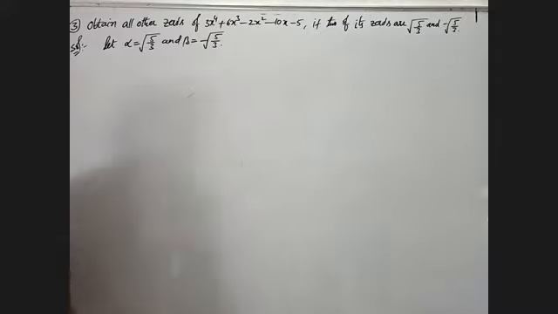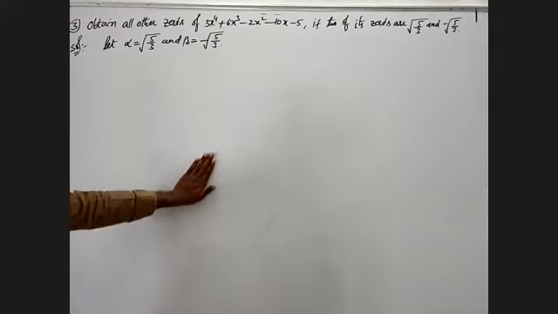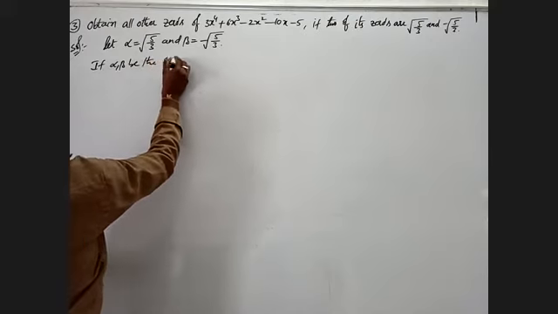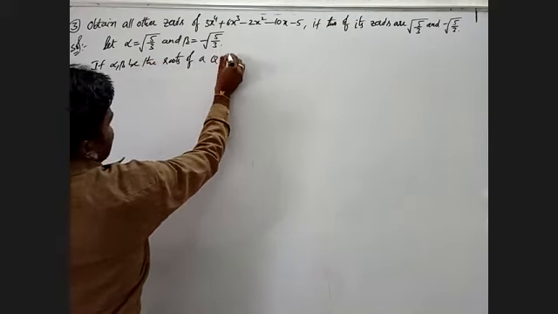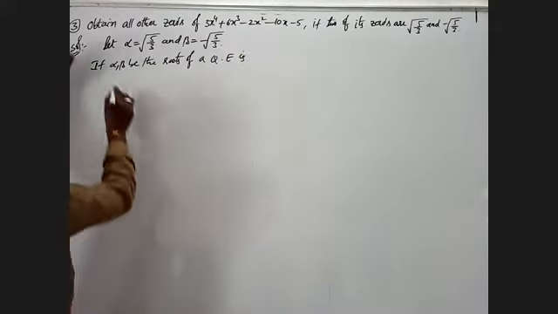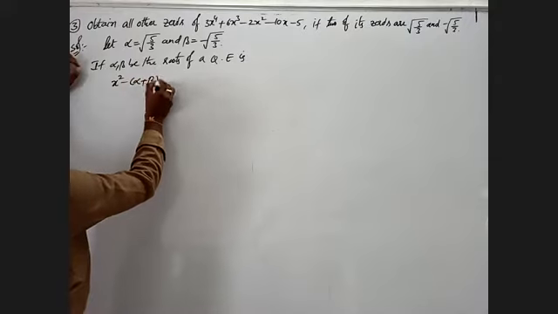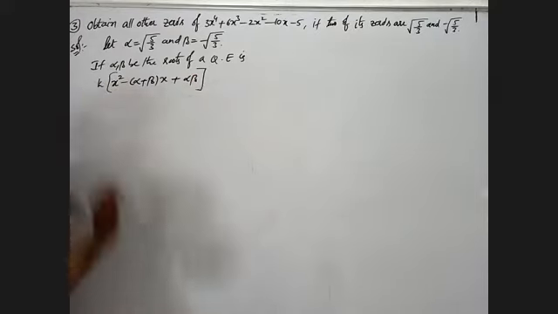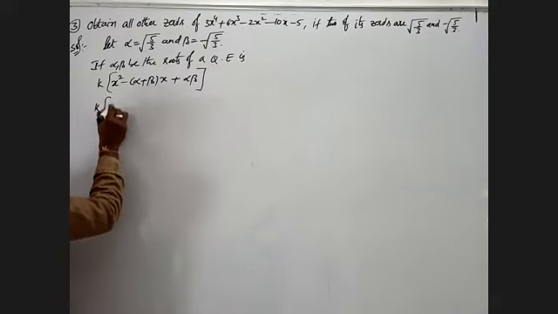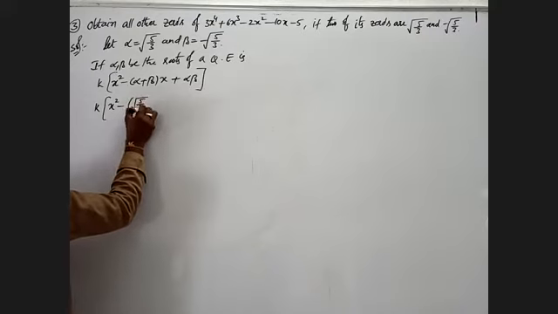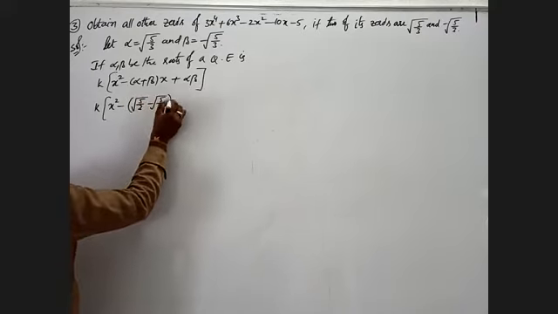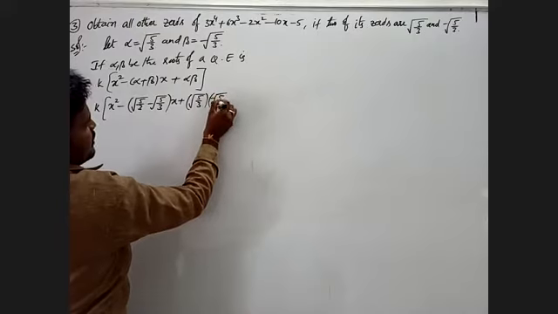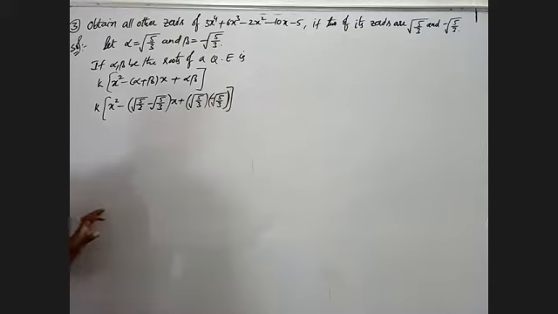If alpha, beta are the roots of a quadratic expression, what is the formula? It is x square minus (alpha plus beta) into x plus alpha beta. Since the given one is a fraction, we take a constant k. Then we write k into x square minus, where alpha is root 5 by 3 and beta is minus root 5 by 3, into x plus, where alpha is root 5 by 3 into beta is minus root 5 by 3. Both will be cancelled.